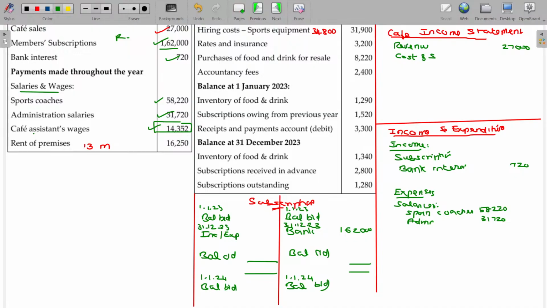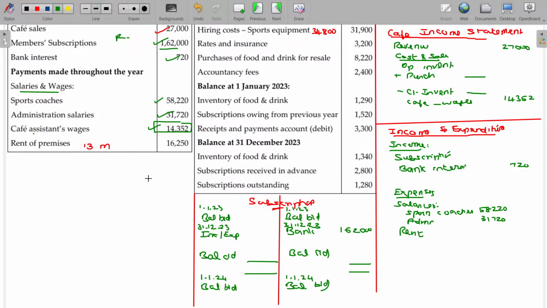You know the format of cost of sales. Opening inventory, add purchase of any inventory in that period, minus closing inventory, and cafe assistant wages. This value being 14,352. Rent of premises. So rent will be part of your expenses.